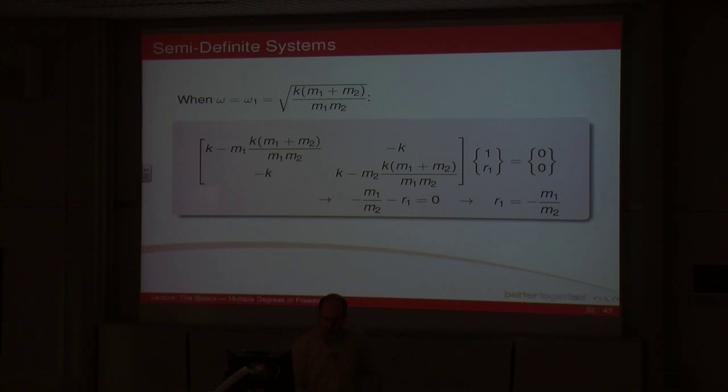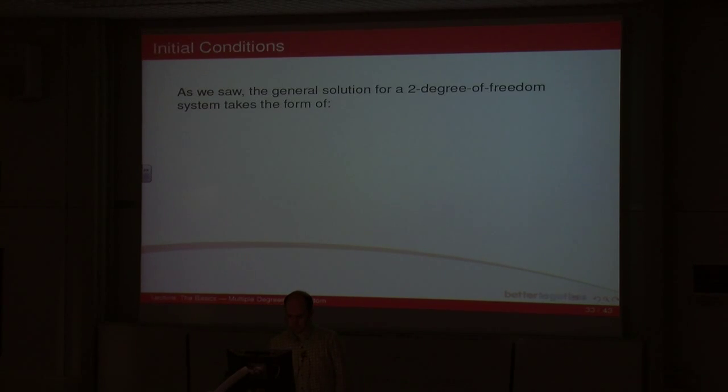You stick in the second one, your mode shape for the second, R1, is the ratio of the two masses, minus the ratio of the two masses. So if mass 1 and mass 2 are the same, obviously you have a mode shape of 1, minus 1. If mass 2 is greater than mass 1, then you have a mode shape of 1 and then minus some fraction.